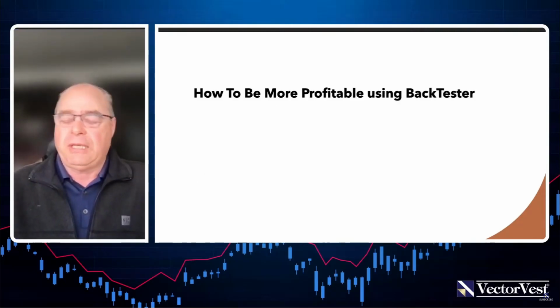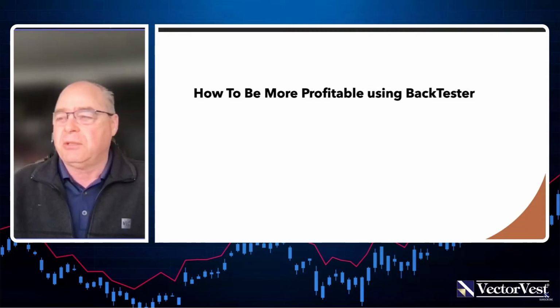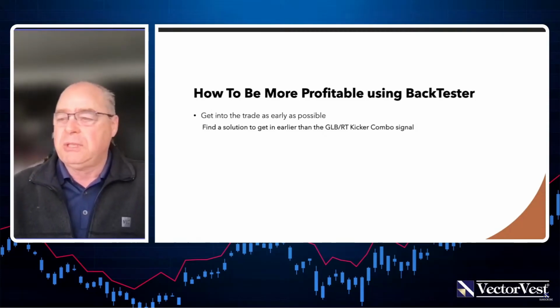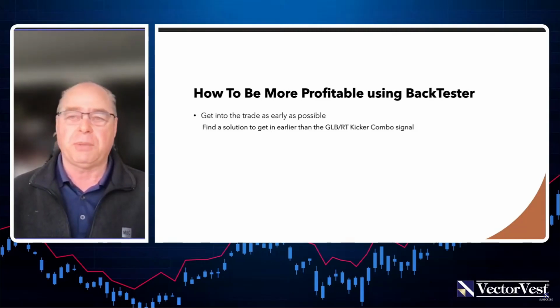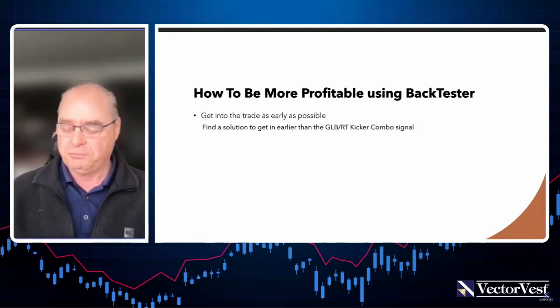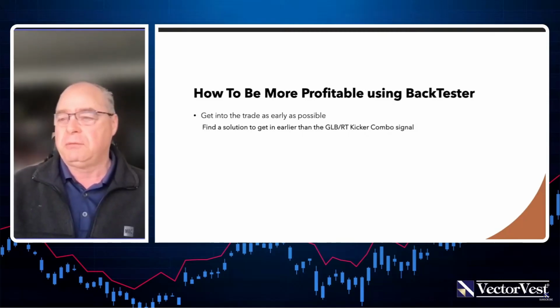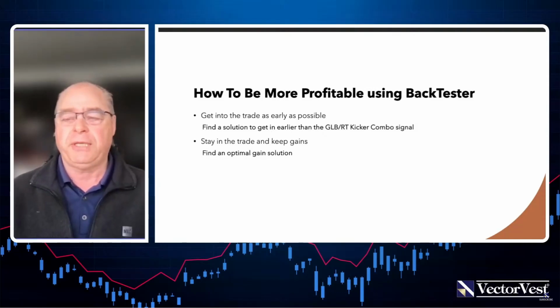So I backtest everything. If it won't backtest, I really don't like it. I like rules, so go with that. And the idea was to get into the trade as early as possible, and hopefully earlier than using the green light buyer RT kicker combo signal that's in the VectorVest strategy. So that hopefully gets me closer to a bottom. Stay in the trade and keep it.